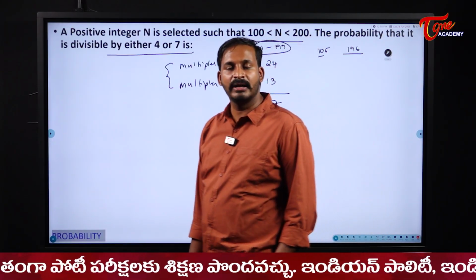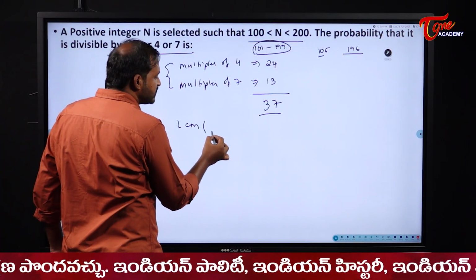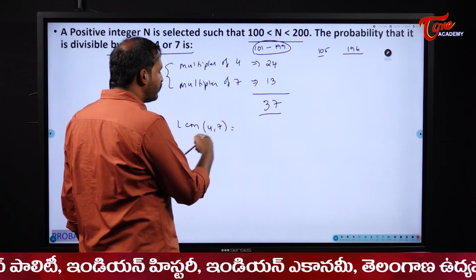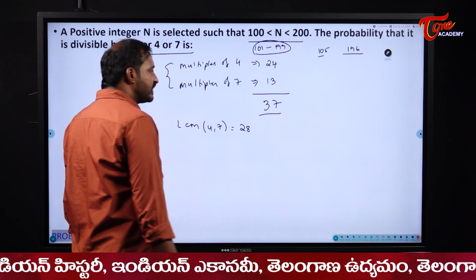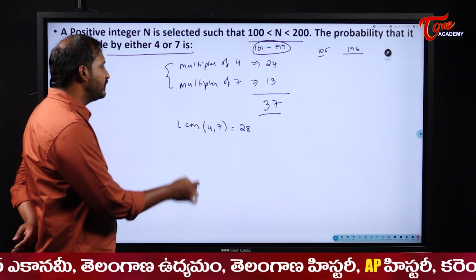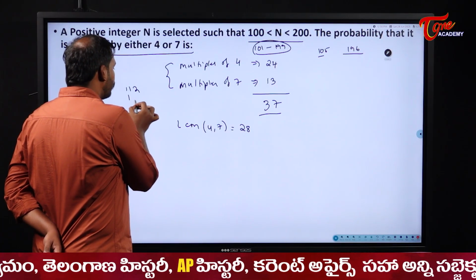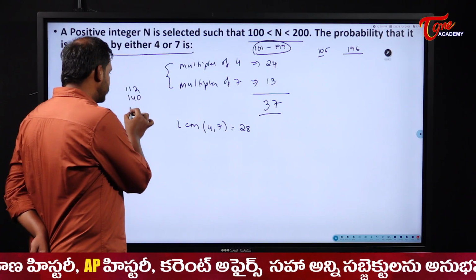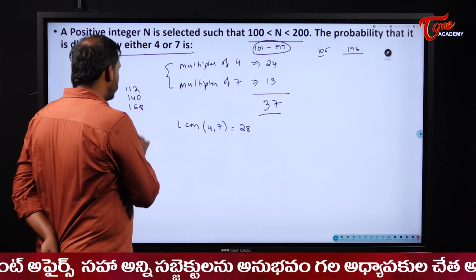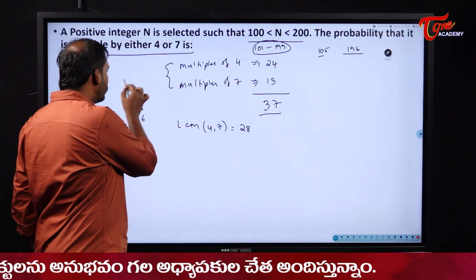So to find the common multiples between 4 and 7, how will you find? We will find the LCM of 4 and 7. What is the LCM of 4 and 7, students? LCM of 4 and 7 is 28. So please check the multiples of 28. What is the first multiple of 28 more than 100? It is 112. Next multiple is 140. Next multiple is 168. Right? Next multiple will become what? When I add 28, it becomes 196. So total how many are there, students?